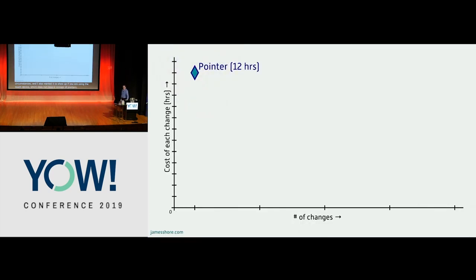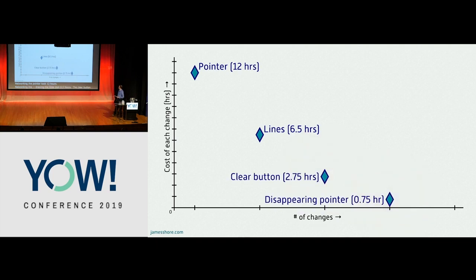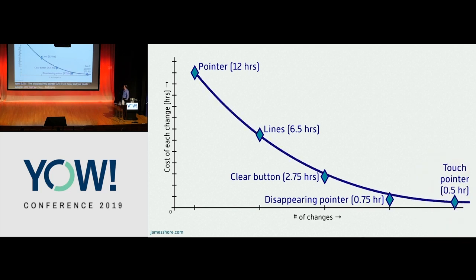Networking the pointer took 12 hours. Drawing the lines took 6.5 hours. The clear button, 2.75. The disappearing pointer, 3/4 of an hour. And the touch pointer, half an hour. And there it is. That reduced change cost curve shows up clear as day.